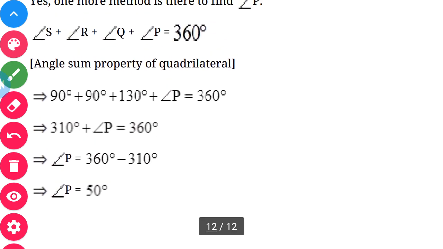So this is how we complete your exercise 3.3. If you have any doubt regarding this, you can just message and feel free to ask. So here we complete exercise 3.3. Thank you.